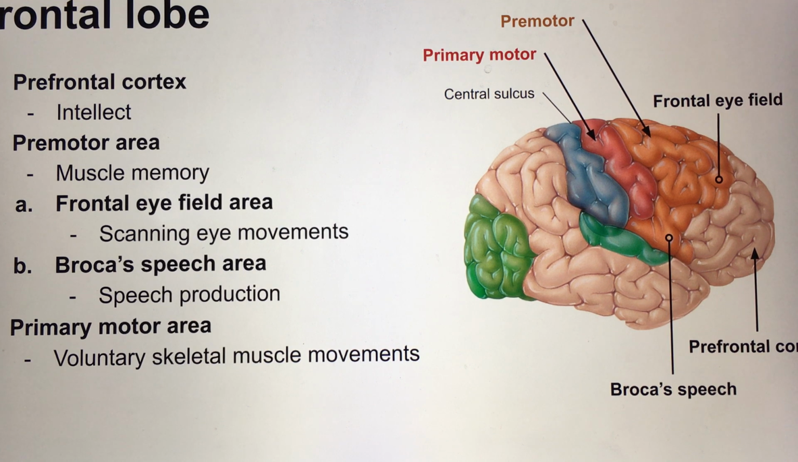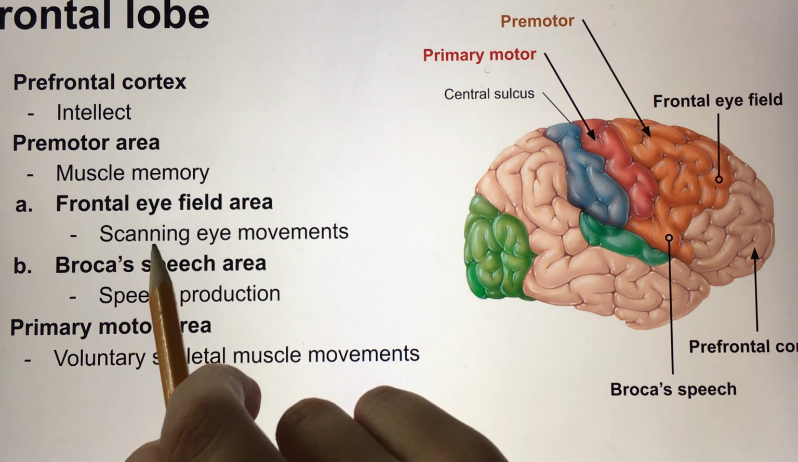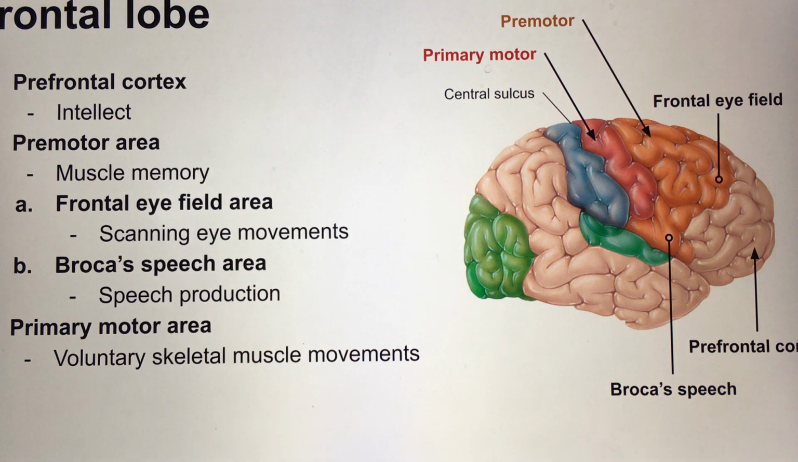It has several important areas. It's got an area right here, in the superior anterior portion of it. It's called the frontal eye field area. This area is involved in the movement of our eyes. So scanning eye movements when we study something, we look at something, we read words. So the movements of the eyes here.